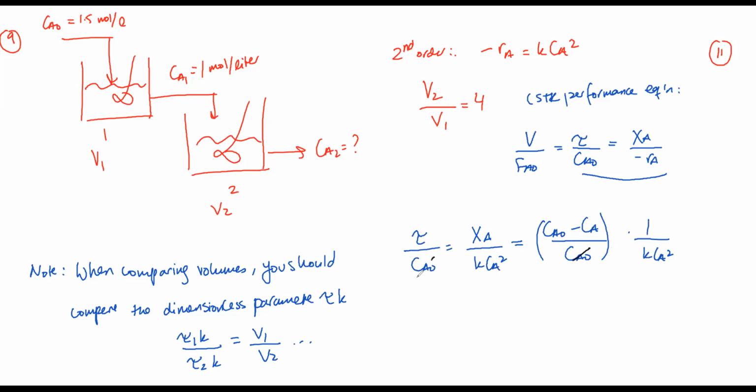This CA will cancel with this CA, and then I'm going to move this K to the other side. I'm going to move this K here. So in this case, if I do this, I'm going to get basically this expression: tau K is equal to CA naught minus CA divided by CA squared. And I can use this tau to compare the volumes of the reactors. And this is what we're going to do for this case.